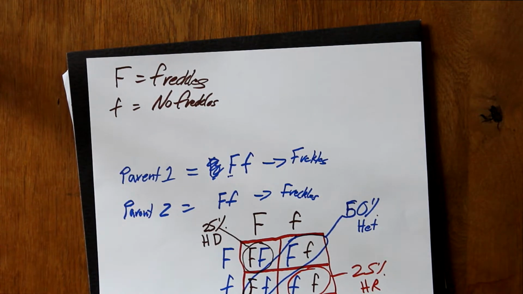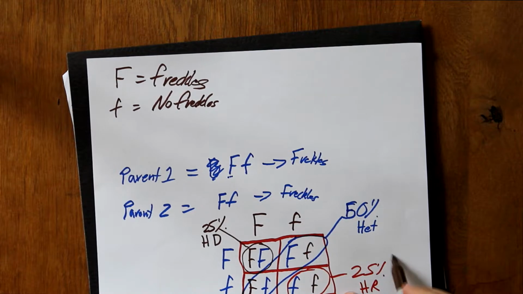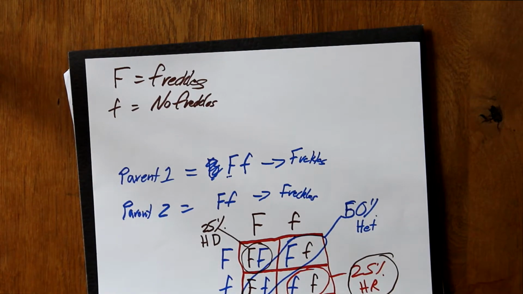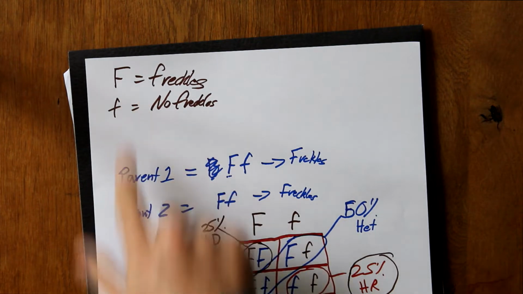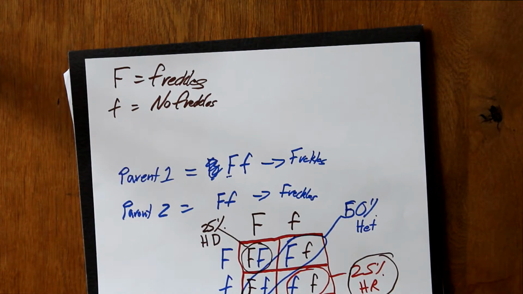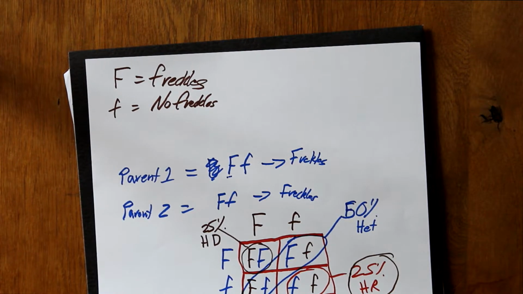So what percentage chance do these two freckled parents have of having a child that doesn't have freckles? Right, 25% chance. So even though both these parents have freckles, because they are actually heterozygous, not homozygous dominant, they have a chance to pass on a freckleless gene. So even though both parents have freckles, they still have a 25% chance of having a kid who does not have freckles.